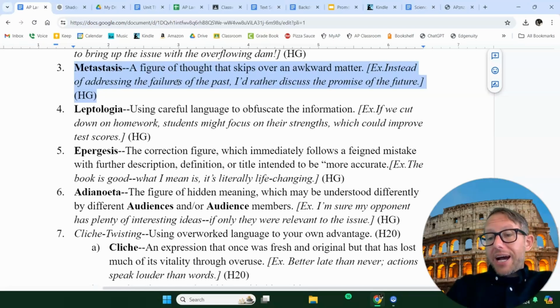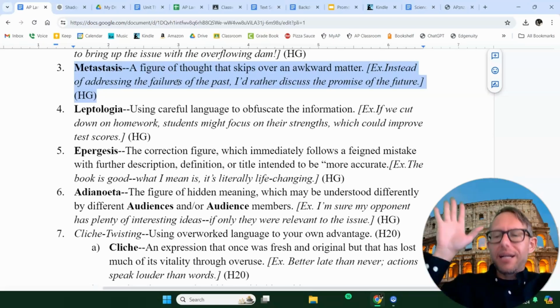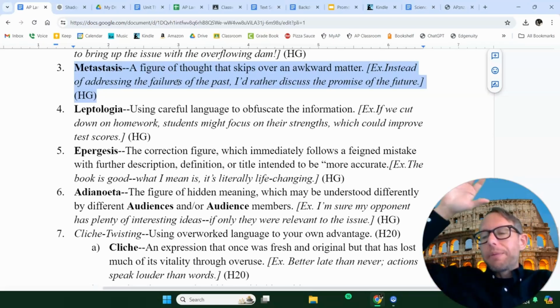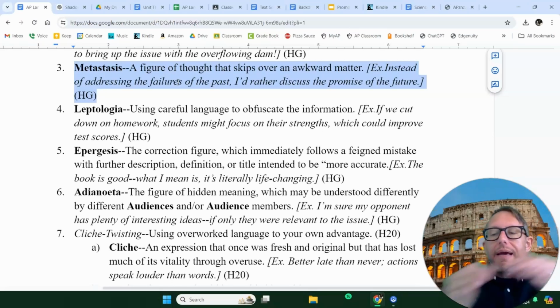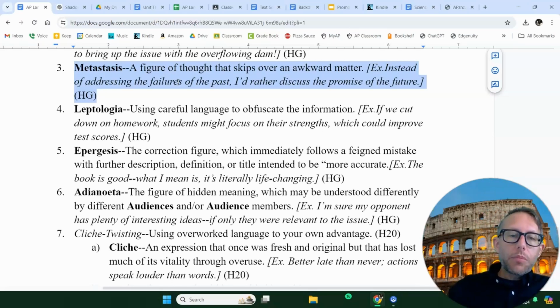So in that sense, it's kind of like what we talked about previously regarding framing. Remember, when you're framing an argument, you're trying to steer people towards a topic and away from other topics, perhaps. Well, metastasis is just really coming out and saying, I'm not interested in talking about the failures of the past. I just want to talk about the promises of the future. I'm going to frame it in this category, and I'm going to exclude that category from the frame, okay?